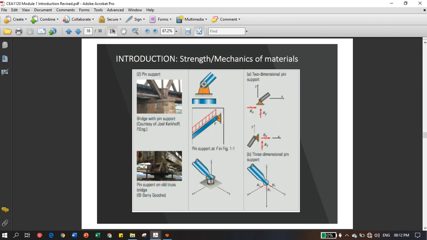So this is pin support. You can see here that it will always give you 2 reactions, and this is another form of pin support, the 3D form. In 3 dimensions, pin support will give you 3 reactions. In 2 dimensions, pin support will give you 2 reactions at the support. These are the unknowns that you have to calculate by using equilibrium equations.